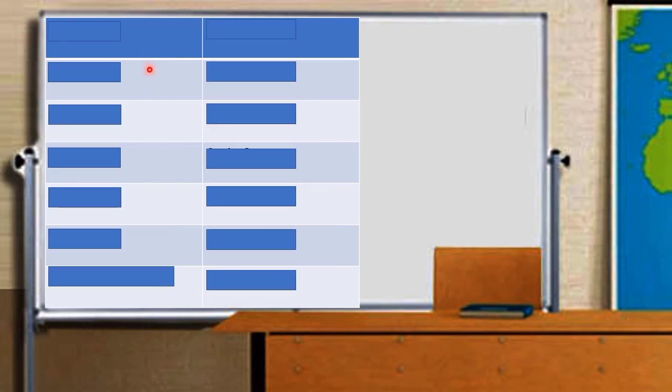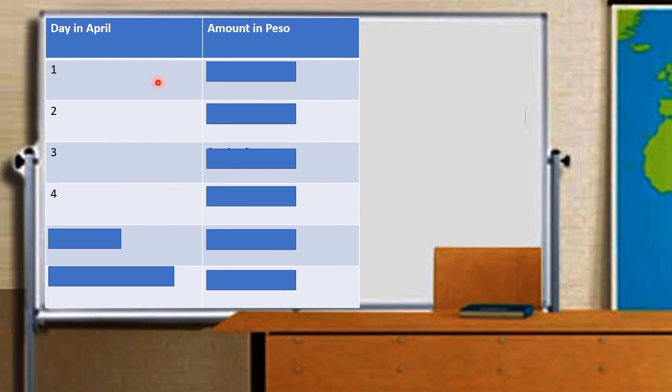So, we have column 1 and column 2 sa ating table. Ayusin natin yung ating given. So, first column is day in April and then yung sumunod ay amount in peso. So, dun sa word problem natin, ang sabi niya April 1 hanggang April 5. So, we have day 1 or April 1, April 2, April 3, April 4, and April 5. So, yung last row, yun yung total savings for 5 days.